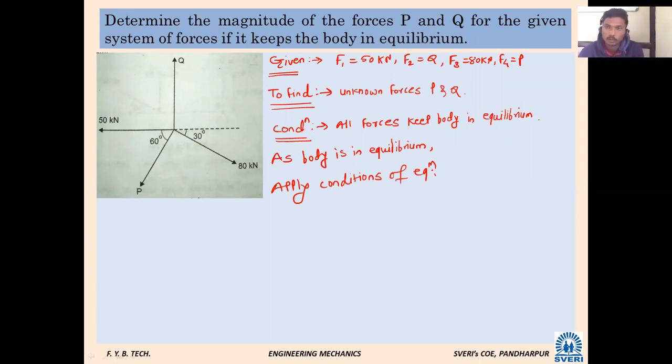Okay, conditions of equilibrium. We know three conditions of equilibrium: summation Fx equal to 0, summation Fy equal to 0, and the third, summation of moment due to all forces equal to 0. Is it possible to apply the third condition here? No, sir. Your answer is correct. It is not possible to apply the third condition of equilibrium. Okay, but why?